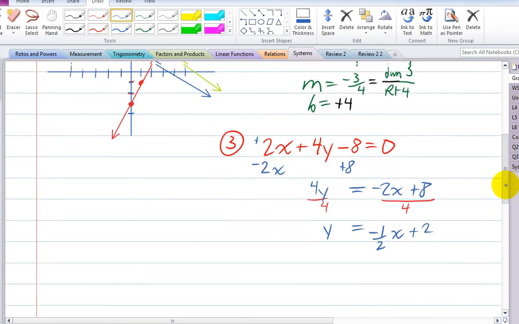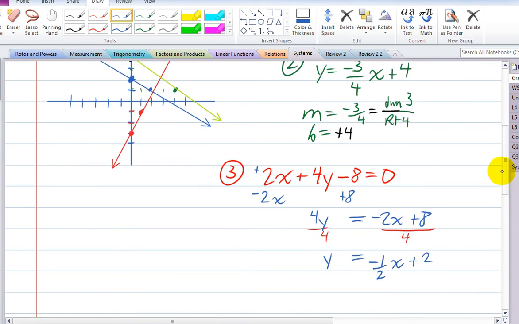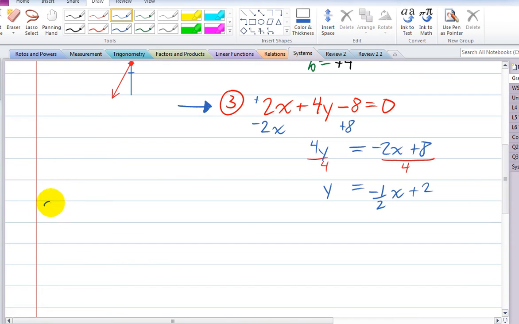Okay, so everyone should be able to graph slope-intercept form. Most of your equations are going to be like question 3, right? It's in a general form or half general form, and you have to change it to y equals mx plus b. What you also have to be able to do for part number 2 is graph by axes intercept.